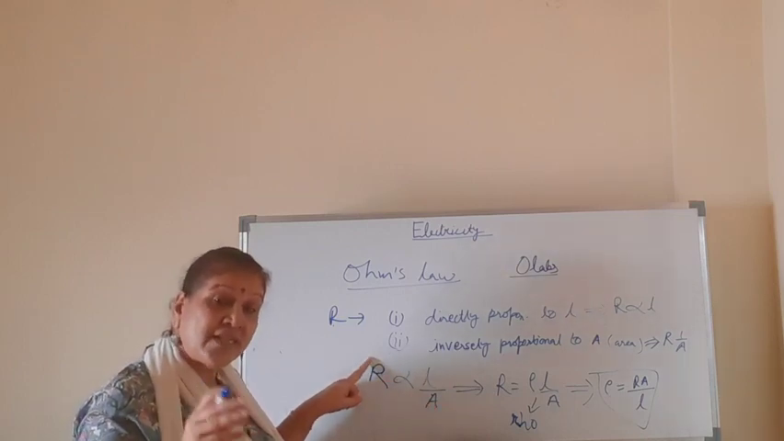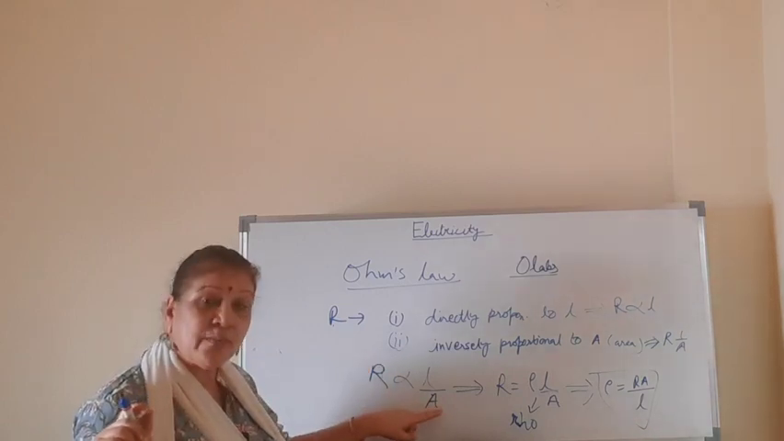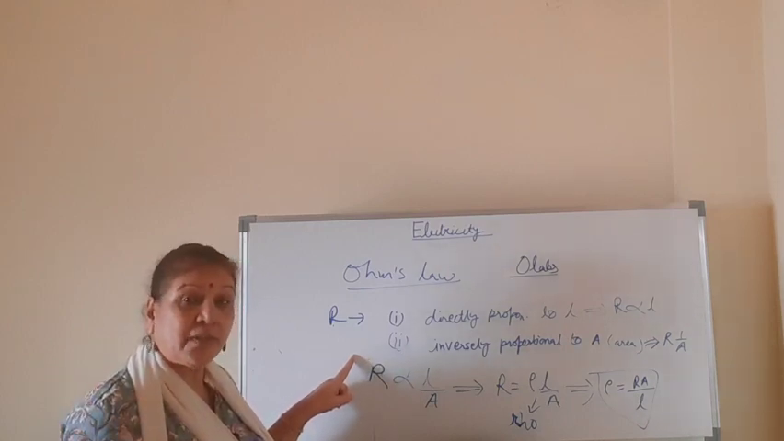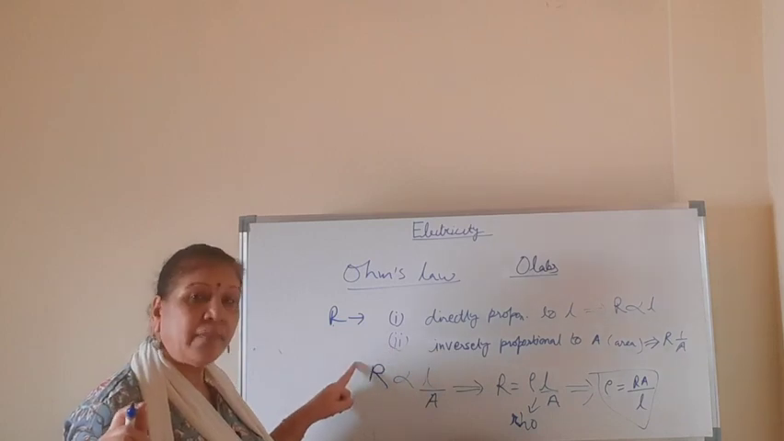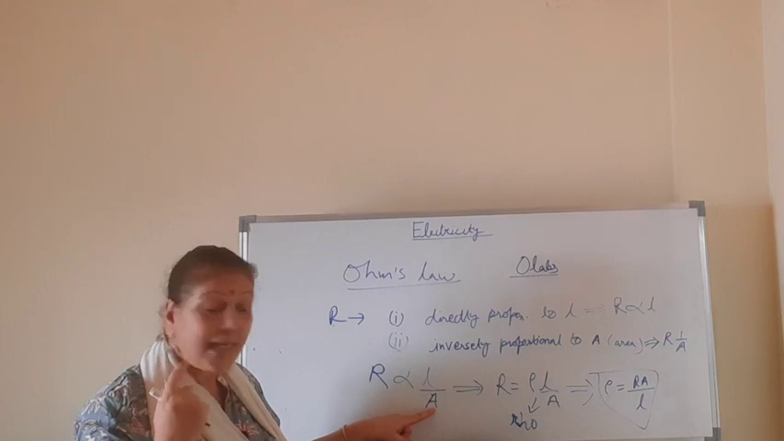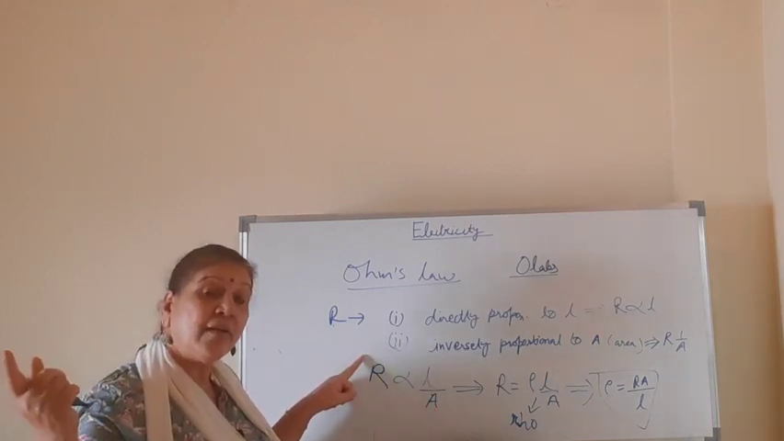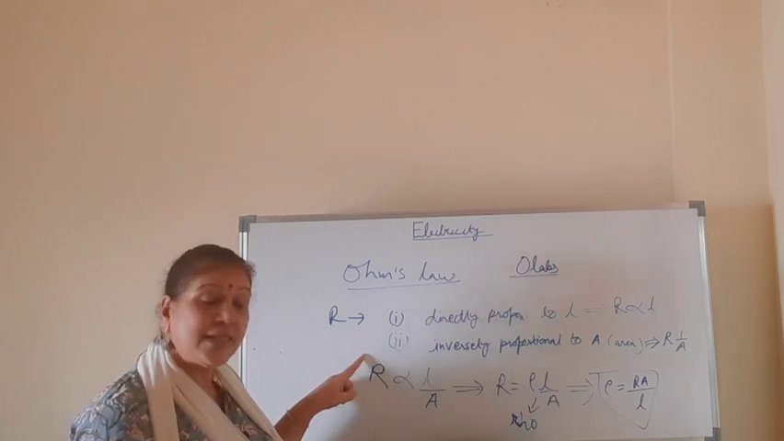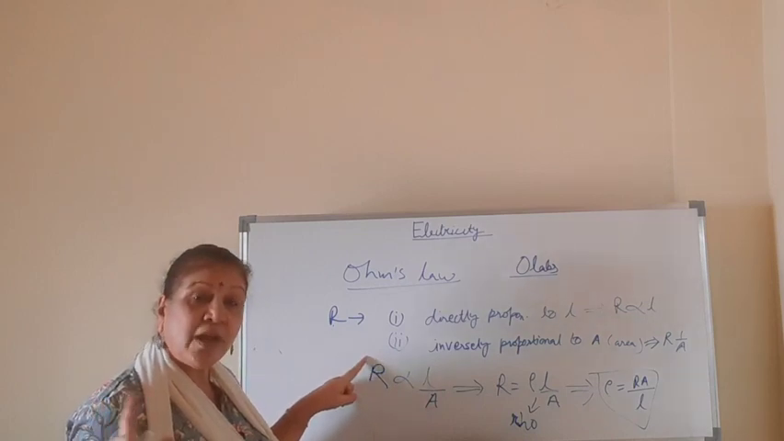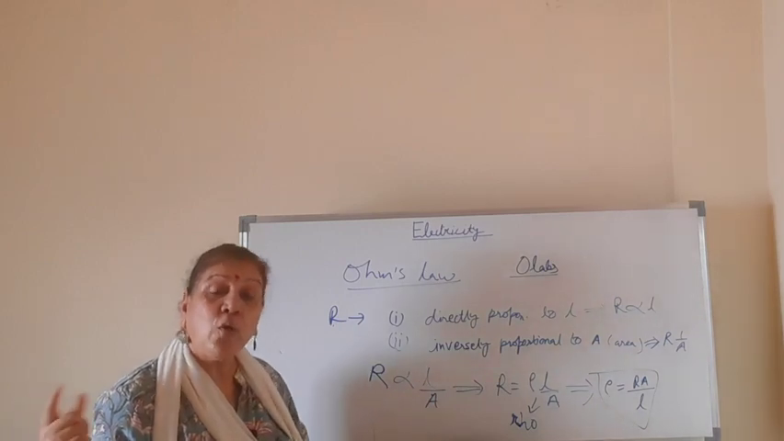Just remember, resistance is the obstruction or obstacle. So when A is more, R is less, which means smooth flow of electric current is possible there. L is more, R will be more; L is less, R will be less. But because R is inversely proportional to A, A is more, R will be less, so electric current will flow easily. A is less, R will be more, which means more obstacle, so electric current will flow less.